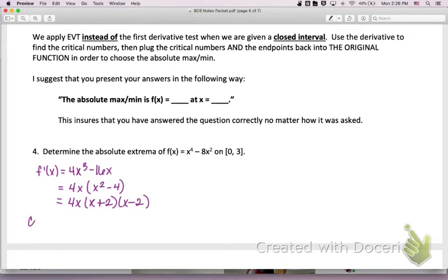So our critical numbers are going to be wherever this is equal to 0. So we are going to get x equals 0, x equals negative 2, and x equals positive 2. We can ignore x equals negative 2 because that is not in the closed interval from 0 to 3, which is the only place that we are looking, okay?